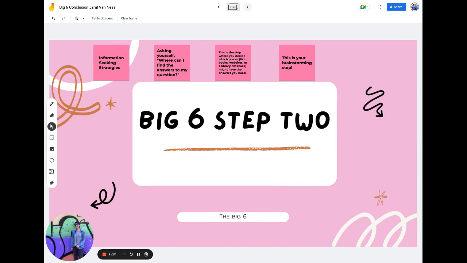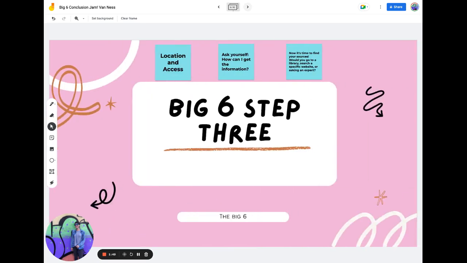Moving into step 2, we're in information seeking strategies. So this is where you brainstorm all possible sources. You're asking yourself, where can I find the answers to my questions? It's where you decide where you're going to look for the answers, like maybe books or a library database or certain websites. And then you're going to select the best sources.